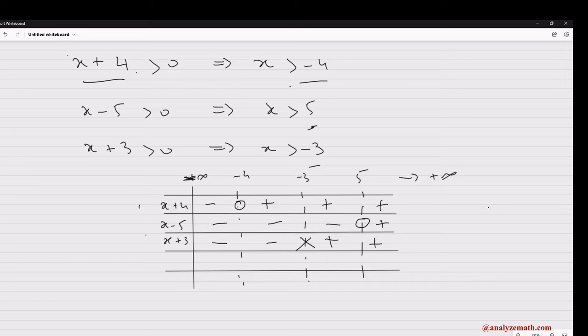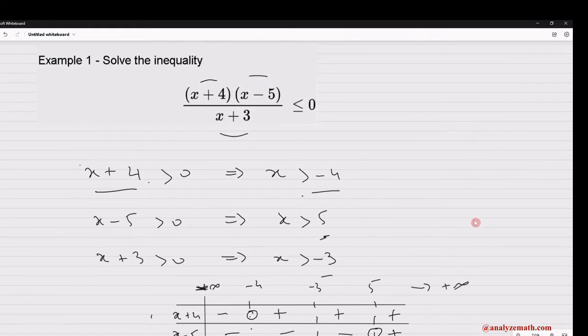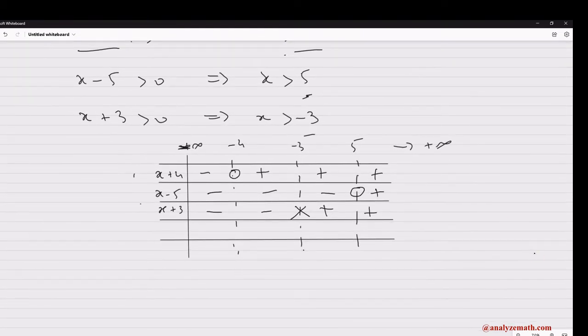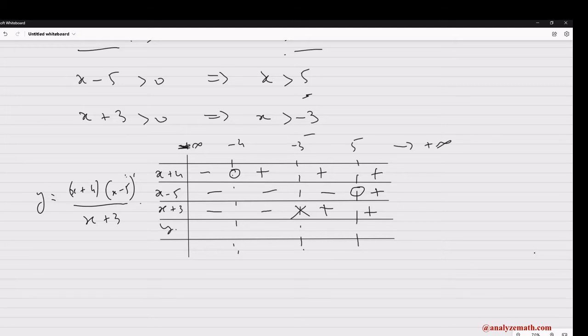Now I go and study the whole expression. My whole expression is the one on the left, and I call it y. So y is equal to what? x plus 4 multiplied by x minus 5 divided by x plus 3. Okay, we start from minus infinity.